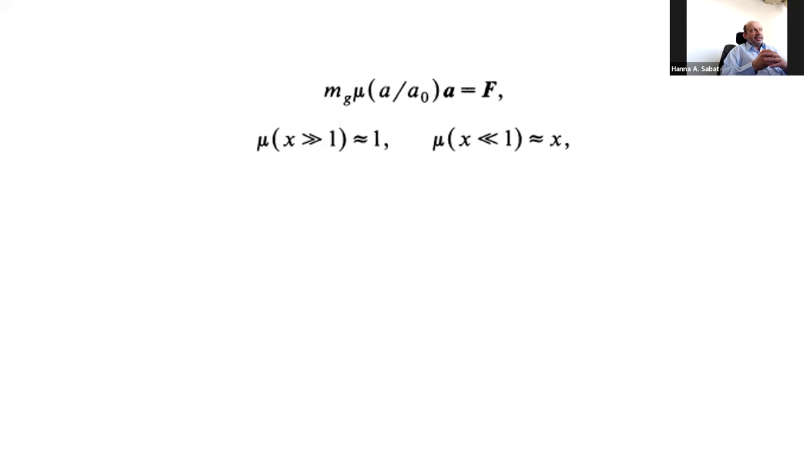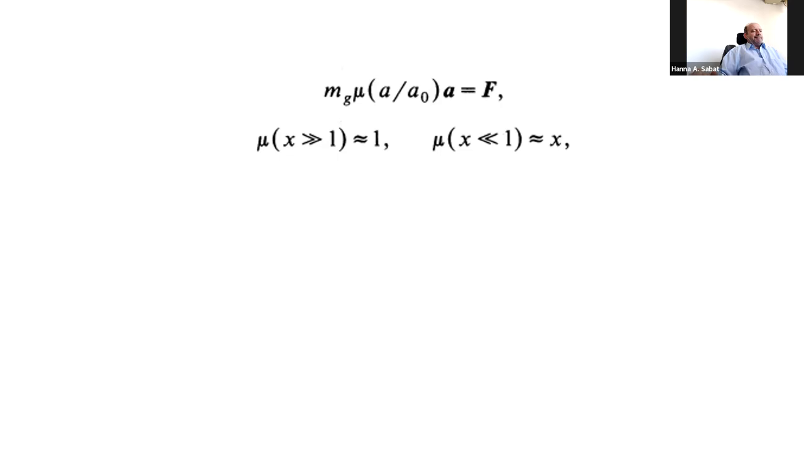But while if x, the ratio a over a naught, is much less than one, or unity, this means that the function mu becomes equal to x itself, which is a over a naught. In this case, we are in the MOND regime. We are no longer in the Newtonian regime, but we are in the Mondian, or modified Newtonian, regime.